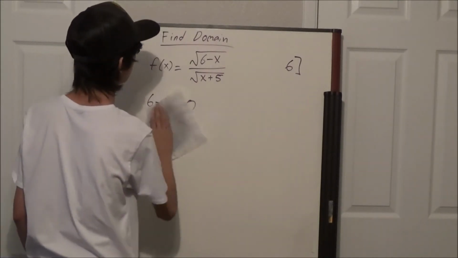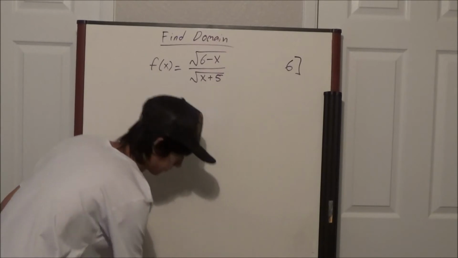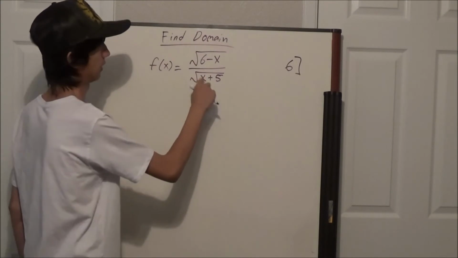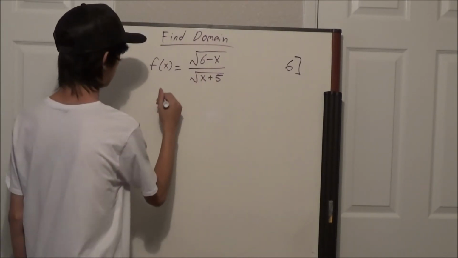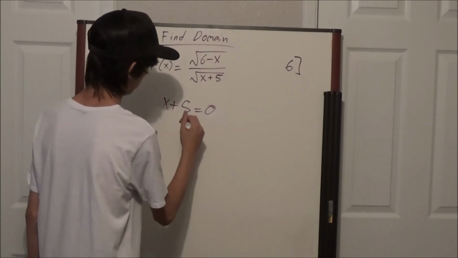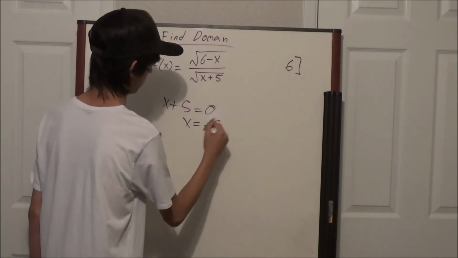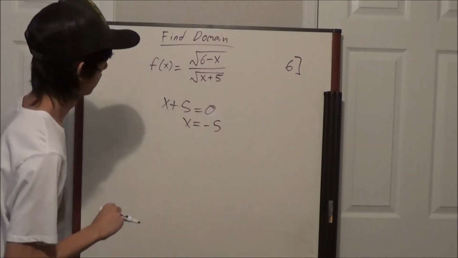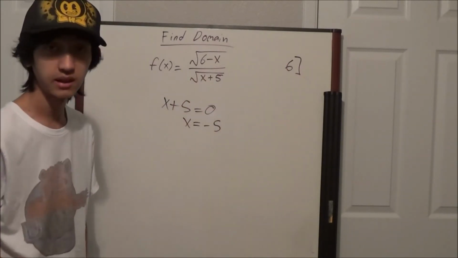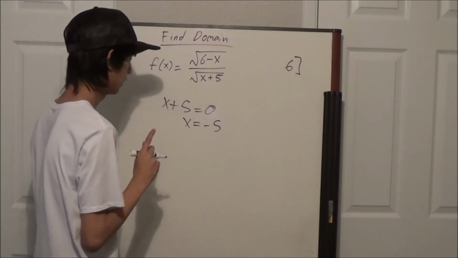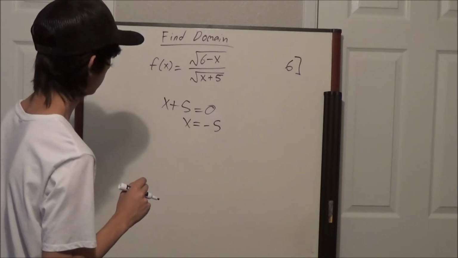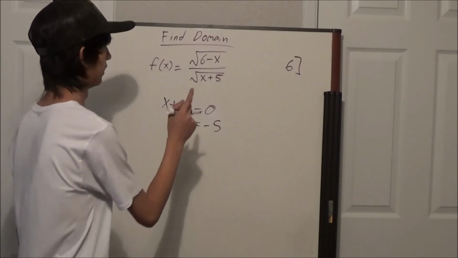Alright, now let's do the square root of x plus 5. Here we're kind of doing the root and the denominator at the same time. So x plus 5 equal to 0. Subtract 5 to the other side, and we get x equals negative 5. Because it's also at the denominator, we know that x cannot be negative 5, and x cannot be anything lower. It cannot be lower than negative 5.